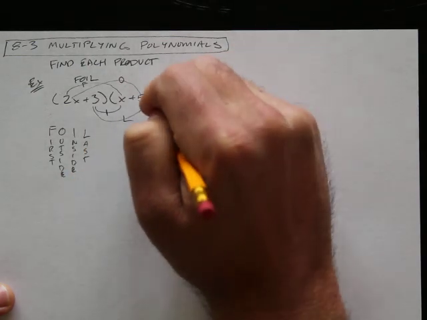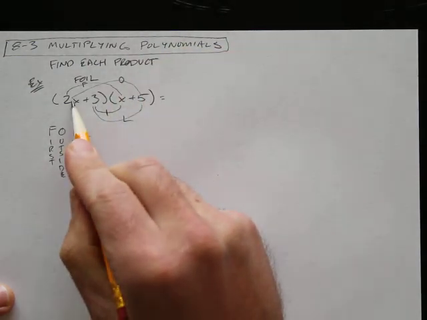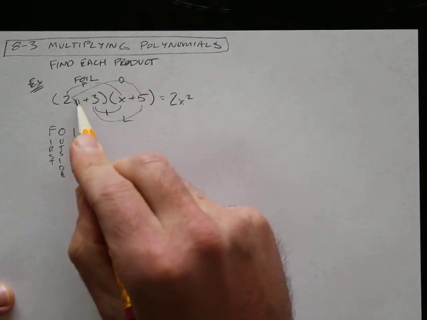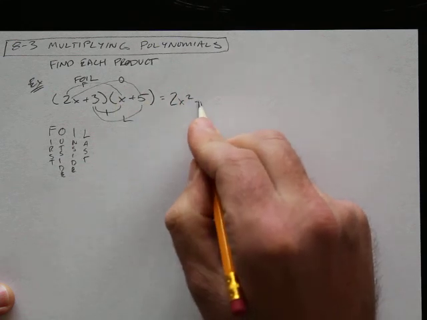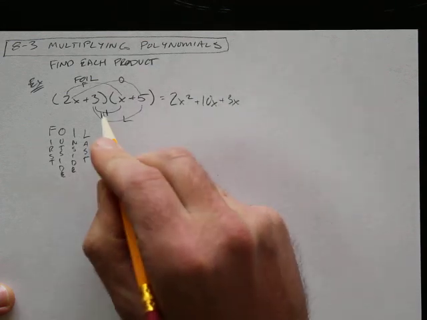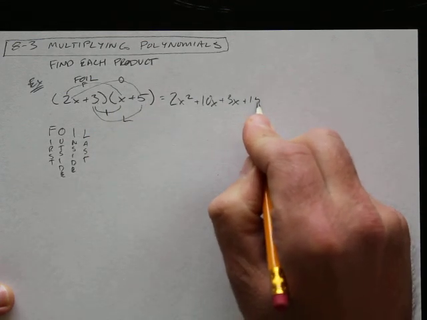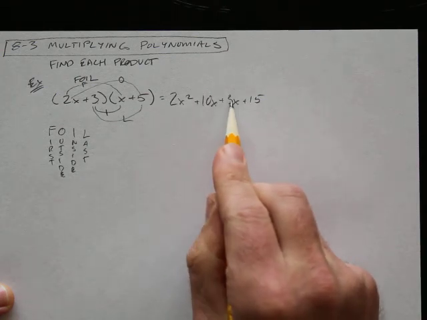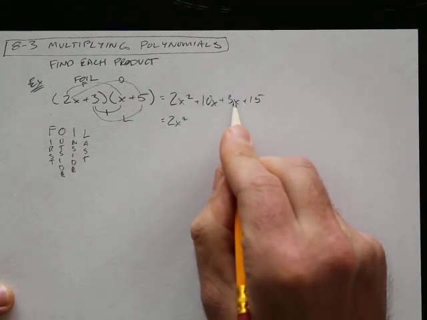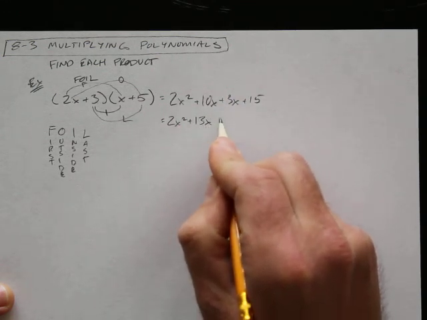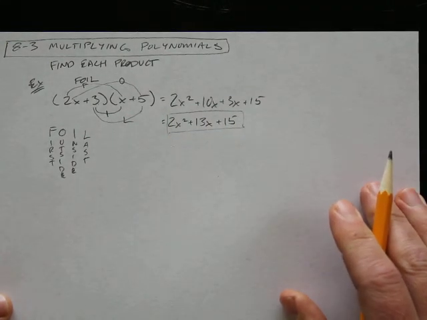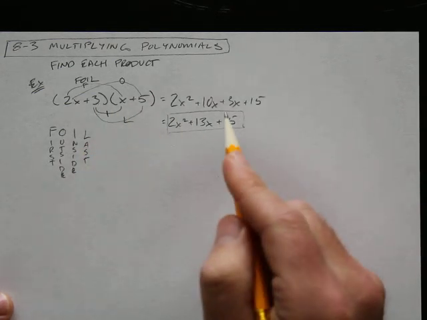So when I do that, I get 2x times x squared is 2x squared. And then 2x times 5 is 10x. 3 times x is 3x. And 3 times 5 is 15. And then these two terms here are like terms. So I add 10x plus 3x, I get 13x plus 15. And so there is my polynomial after I multiply these two together.